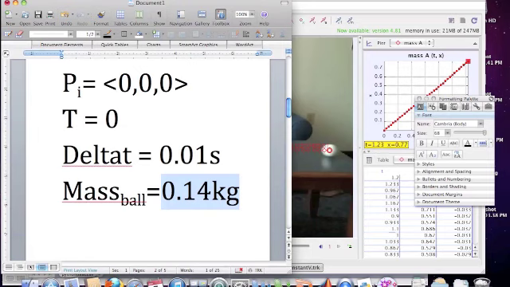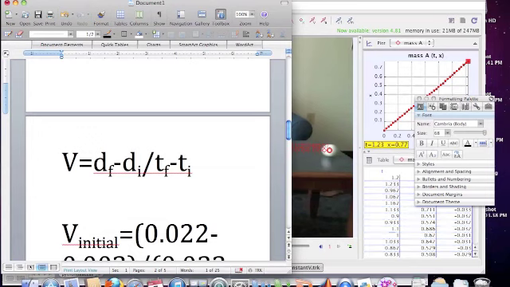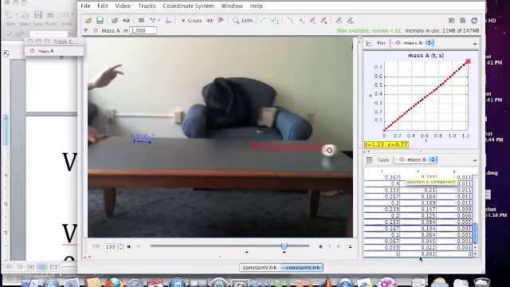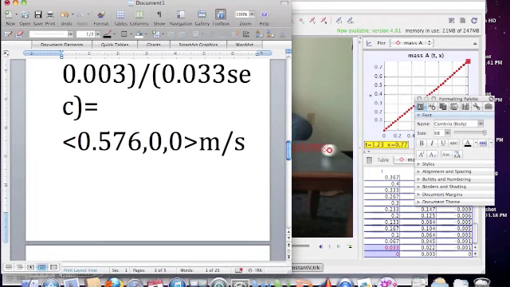We also have to determine the initial velocity. For this value, we can go back to Tracker and do velocity equals the change in distance over the change in time. We can see the change in distance to be approximately 0.22 minus 0.003, and the change in time to be 0.033 minus 0. This will result in a velocity of 0.576 meters per second in the positive x direction.